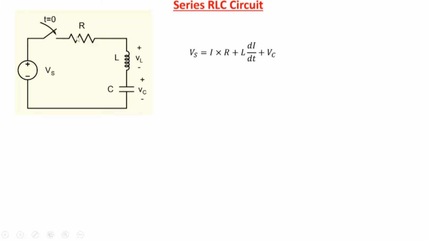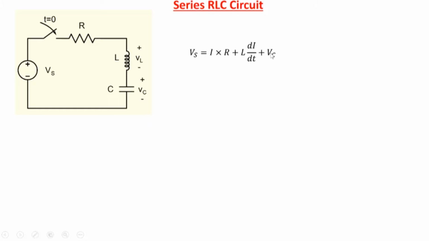So we have this equation. If I write KVL, Vs equals the current flowing here, I times R, that's the drop here. Then the drop across an inductor is L di by dt, and the drop across the capacitor is, let's say, Vc. We would like to obtain an equation in terms of the voltage across the capacitor. We want to know the voltage across the capacitor as a function of time.